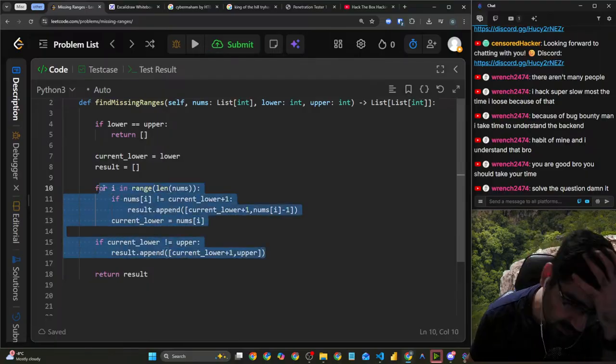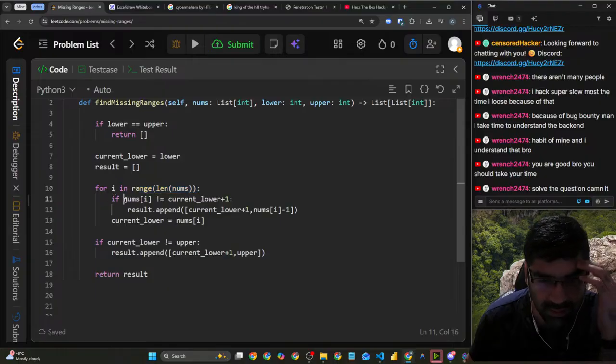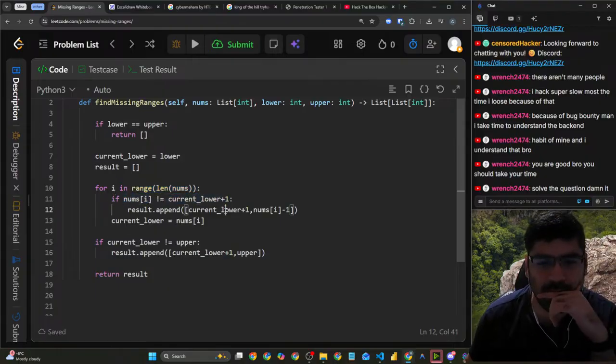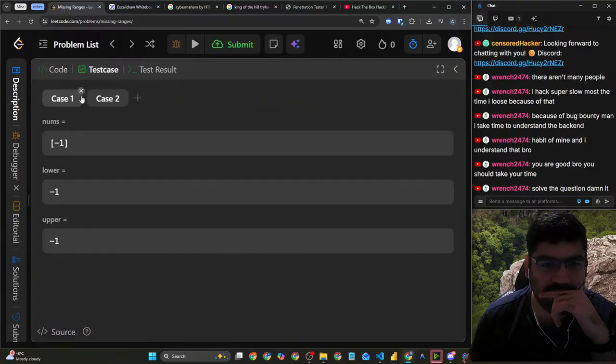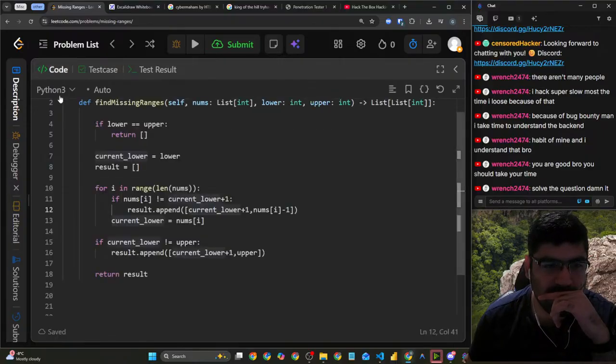Okay, I'm going back. So for range length, if num, this one is. So my case is case 1, 0, lower is 0.